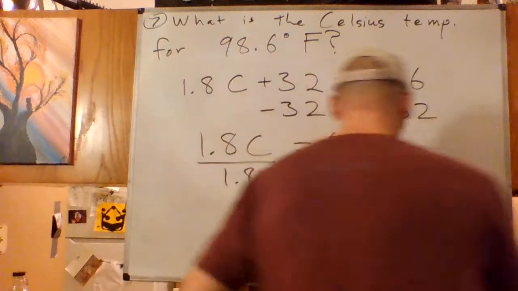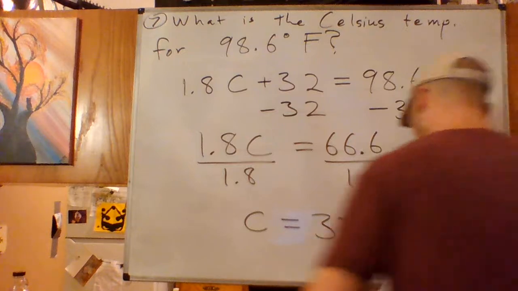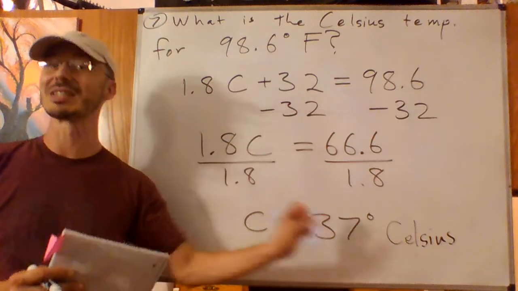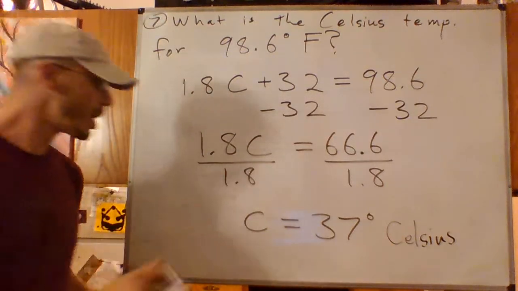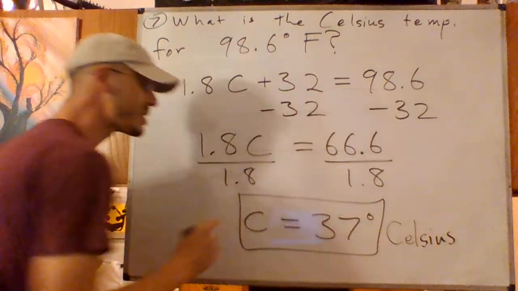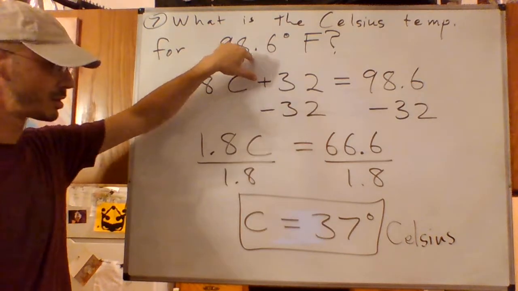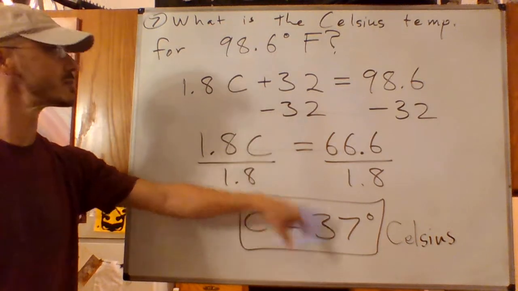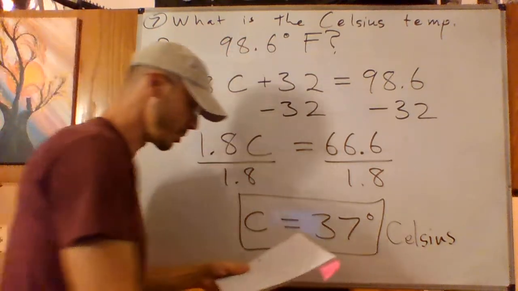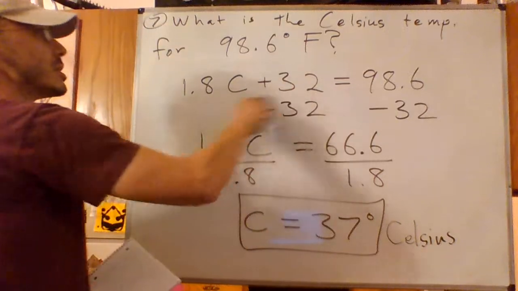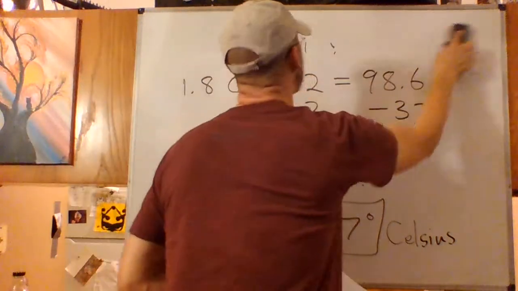Oh, we can do it this way. 37 degrees Celsius, spelling out the word so as not to confuse it with the variable. But that's the same temperature as 98.6 degrees Fahrenheit. 37 degrees Celsius is 98.6 degrees Fahrenheit, just different measurement scales. This equation is based on the conversion formula.